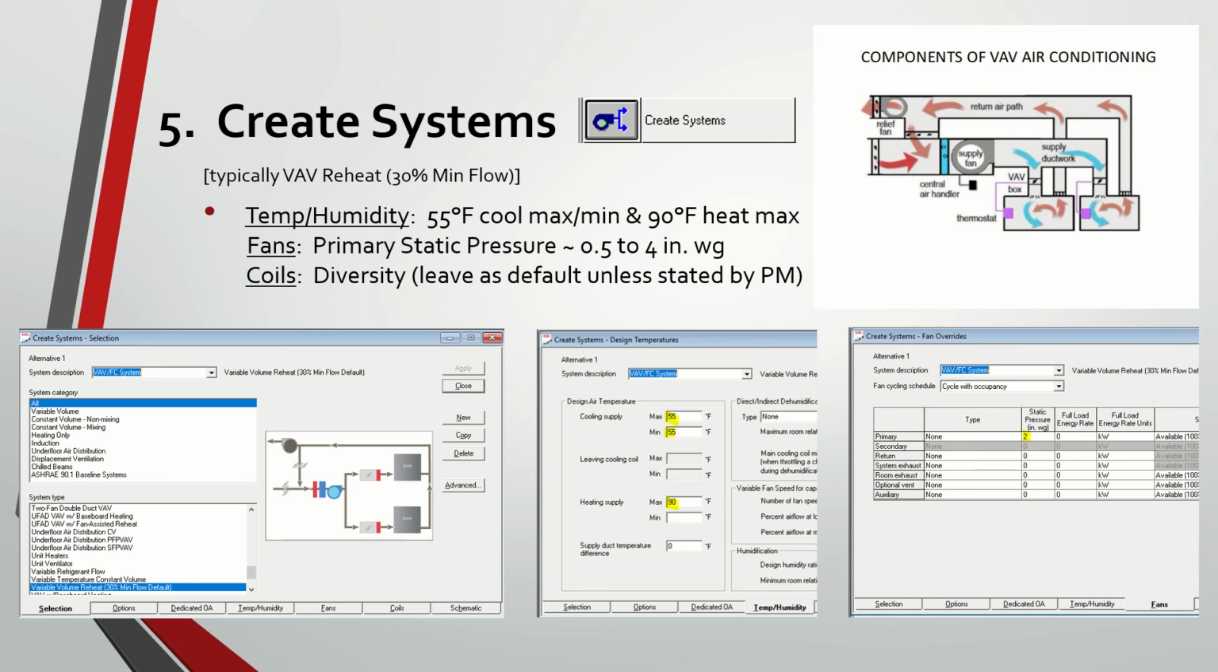So aside from the temperature, we need to indicate the appropriate static pressure for the fans, which typically ranges from maybe a 1/2 inch to 4 inch water gauge. And then the last tab on the right is Create Systems. And this is where you can apply system-wide diversity. For our case, just leave it as default unless the PM states otherwise, and that's in the coils section. All right.